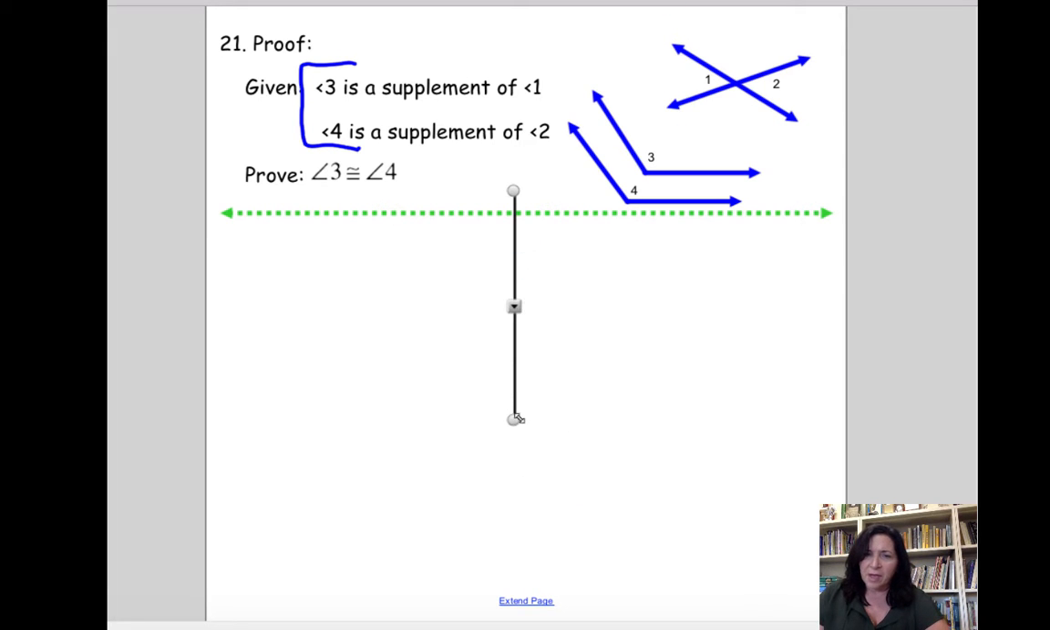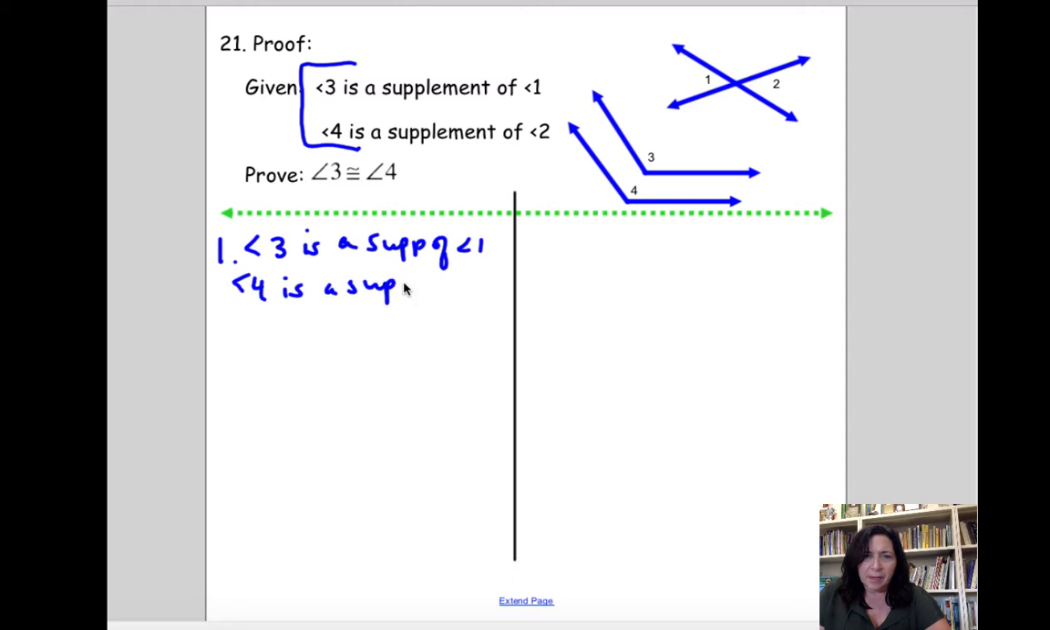I know there's lots of different ways to complete a proof. The way that I'm going to do this proof is I'm going to first write given. So the given statement says angle 3 is a supplement of angle 1, and you would say angle 4 is a supplement of angle 2, and this is given. Second step.